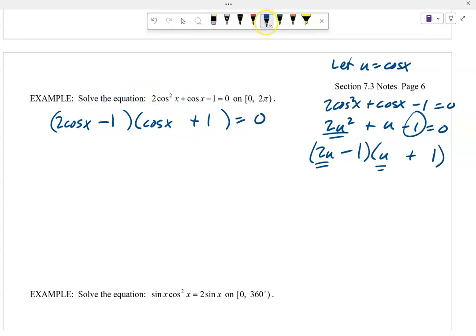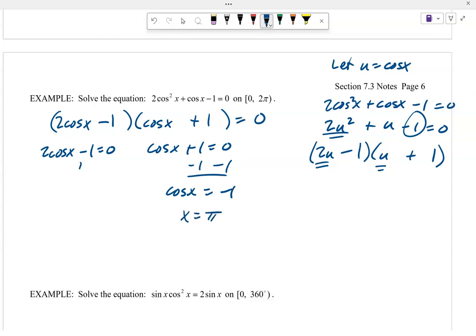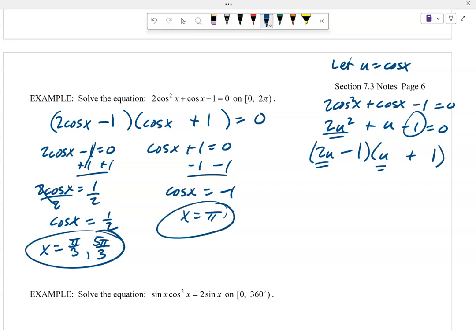And so now just use the zero product property. 2 cosine x minus 1 equals 0. Cosine x plus 1 equals 0. Cosine is negative 1. We know that happens at pi. Add 1, divide by 2, divide by 2. Cosine of what equals a half, and we know cosine of pi thirds is a half. We also know cosine of 5 pi thirds is a half. So here's all our answers for this one. Pi thirds, pi, 5 pi thirds are all within 0 to 2 pi on that.